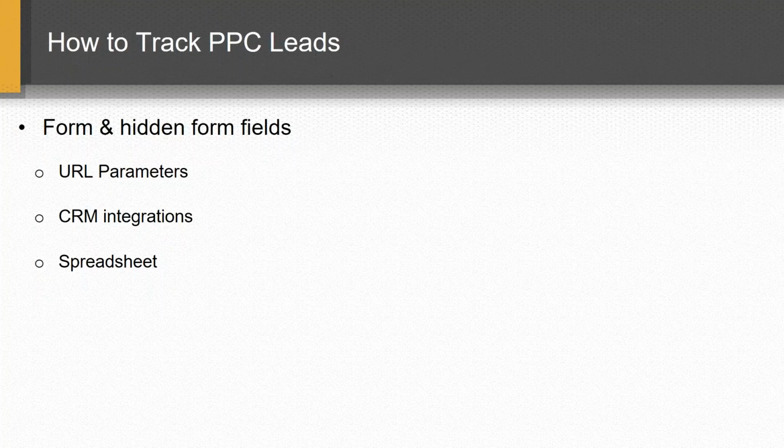Now we're going to talk about how to actually track leads to be able to accurately measure all the metrics we just covered. It starts with lead forms and the fields you require to be filled out, as well as hidden form fields. These will be used with URL parameters and CRM integrations, and this can even help you if you're just using a spreadsheet to manage your leads.